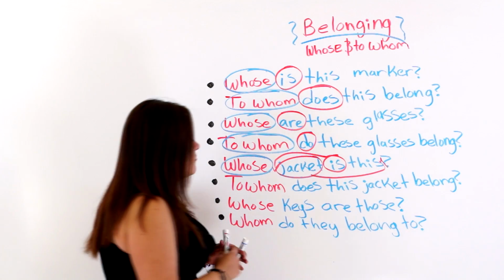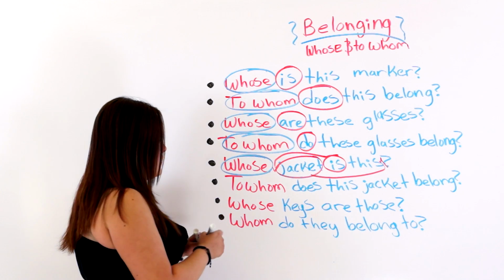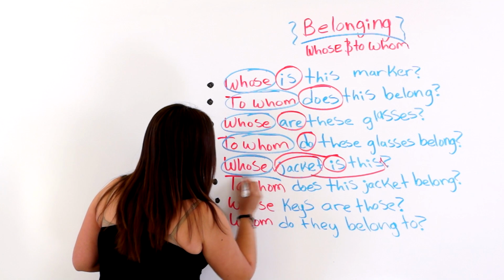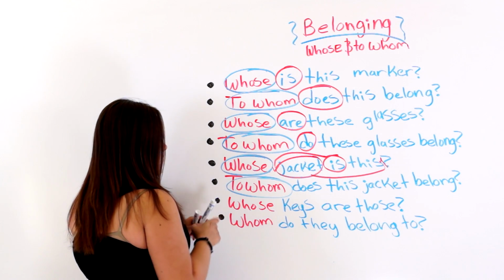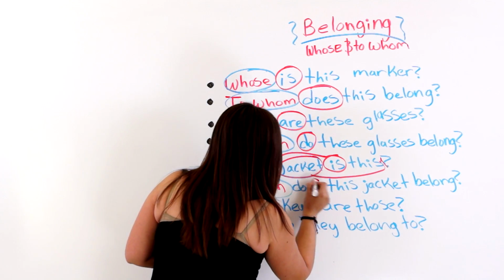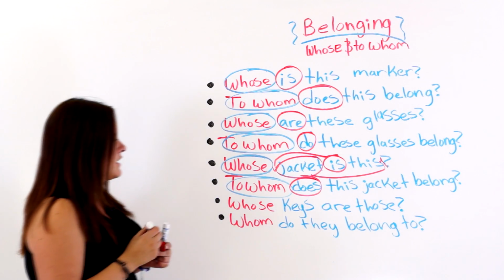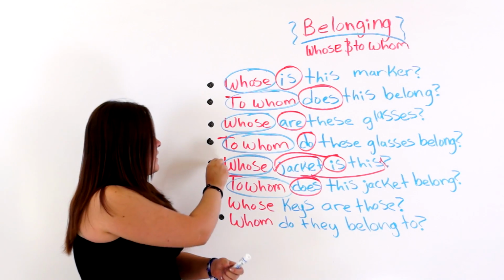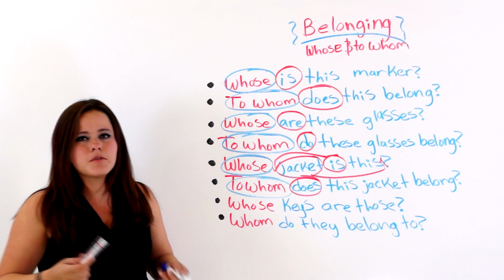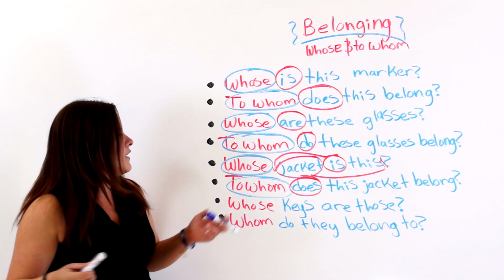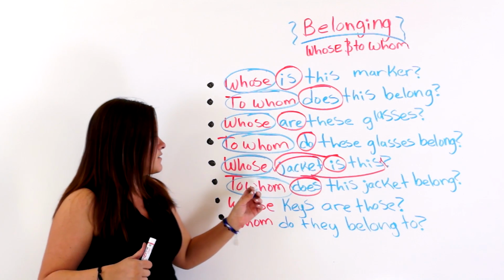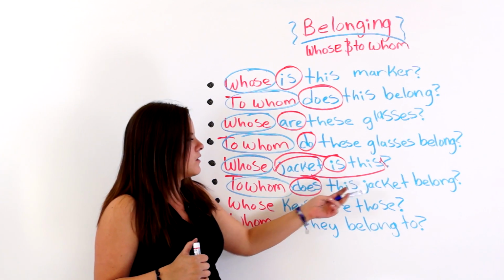Next. To whom does this jacket belong? Okay, to whom? Notice right here, we're using to whom. We're going straight to the auxiliary does. To whom does this jacket belong? It says the exact same thing. It's the exact same question with different words, okay? The first one, whose jacket is this? To whom does this jacket belong, okay?